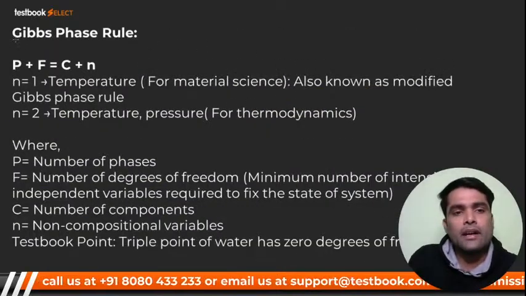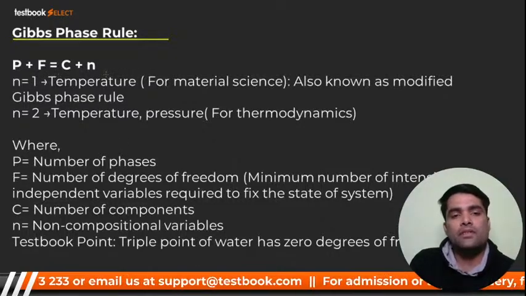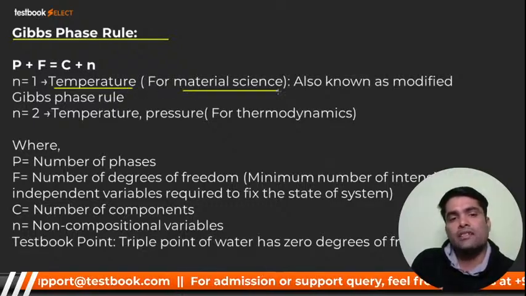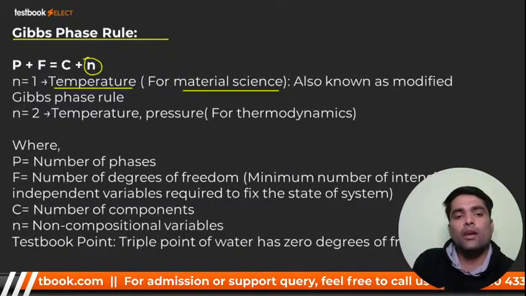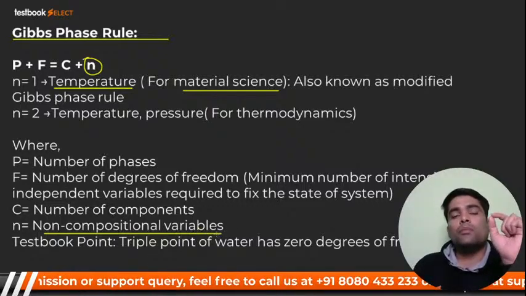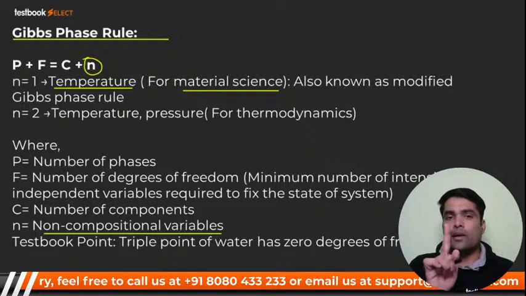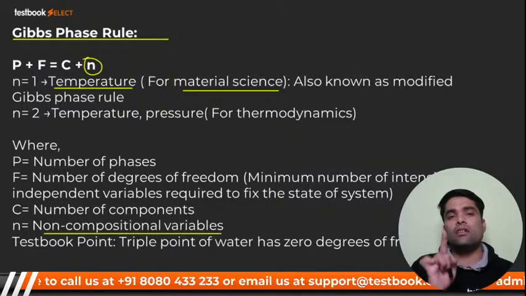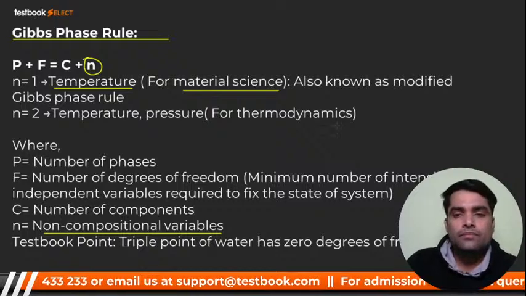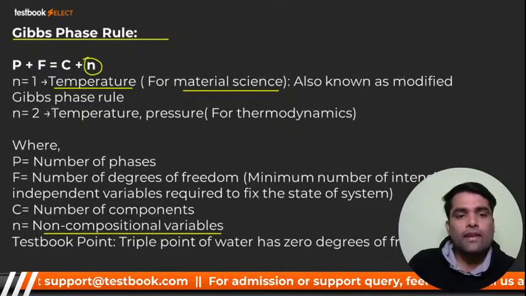Now we have Gibbs phase rule. In Gibbs phase rule we have P plus F is equal to C plus N, and N is equal to 1, that is temperature, for material science. In material science the value of N is 1. Here N is called the non compositional variable. In material science we are only taking the non compositional variable, the rule is the same, the only thing is that there is only one non compositional variable, and that is temperature. It is also known as the modified Gibbs phase rule.